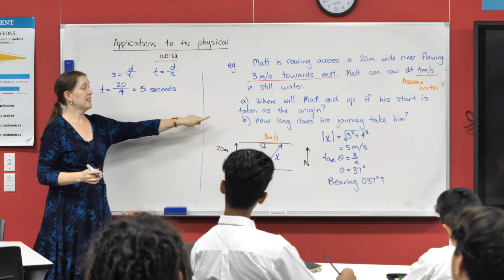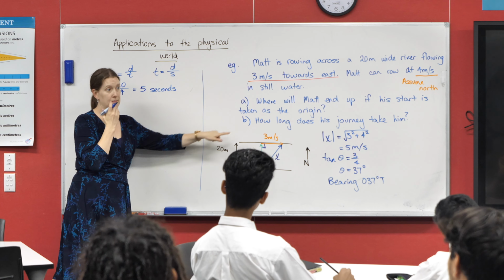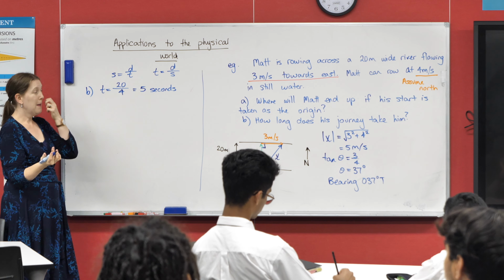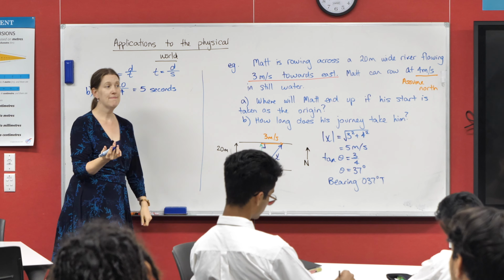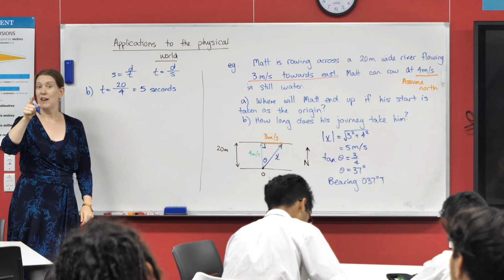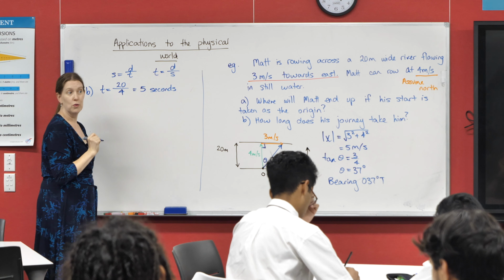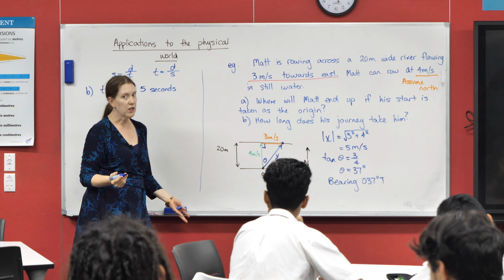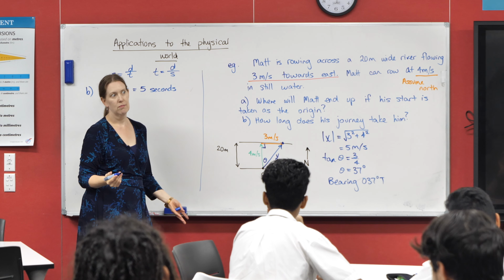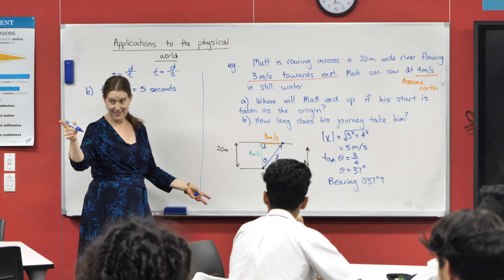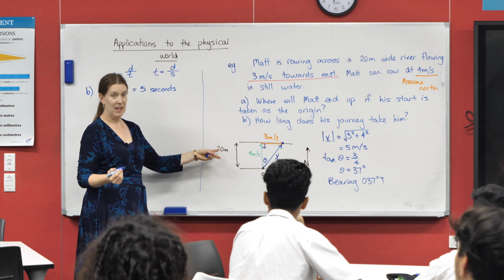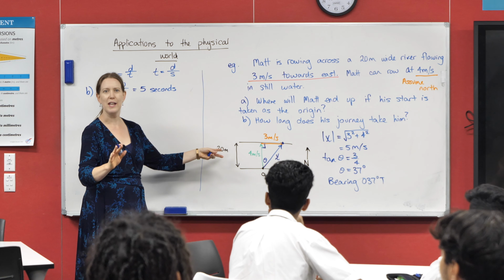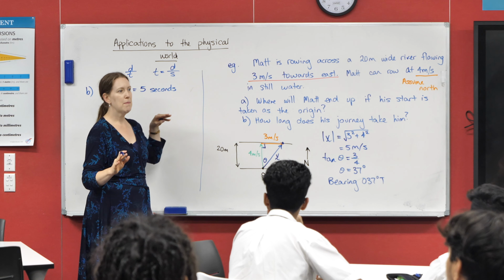So I've answered B, haven't I? So that's the answer to B. His journey took 5 seconds. But I haven't answered A. I do, however, know his vertical component. If I was going to give this a coordinate, what's the vertical coordinate of his endpoint? 20. If he didn't make it 20, he's in strife. If he made it more than 20, he's equally in strife. Which bit am I missing?